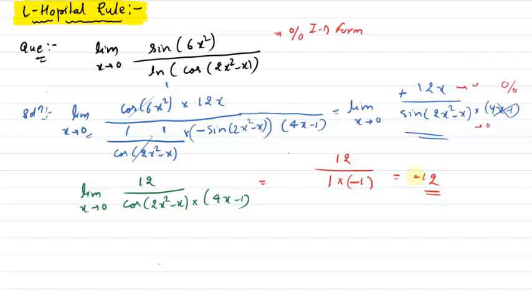So in Mains or in BITSAT, whenever you see 0 by 0 form, you can blindly apply the LH rule and you'll get the correct answer. Just keep in mind that when you differentiate the numerator and denominator, we differentiate both of them separately, the numerator in the numerator and the denominator in the denominator. Also, don't forget to apply the chain rule in differentiation. If you forget to apply the chain rule, your answer will come out to be incorrect. So that's it for the LH rule. We'll end our lecture here.